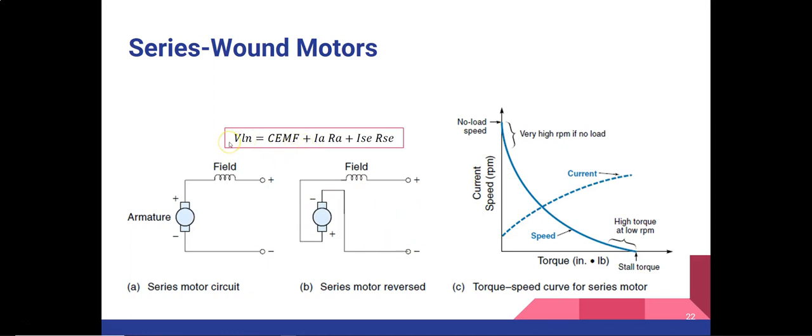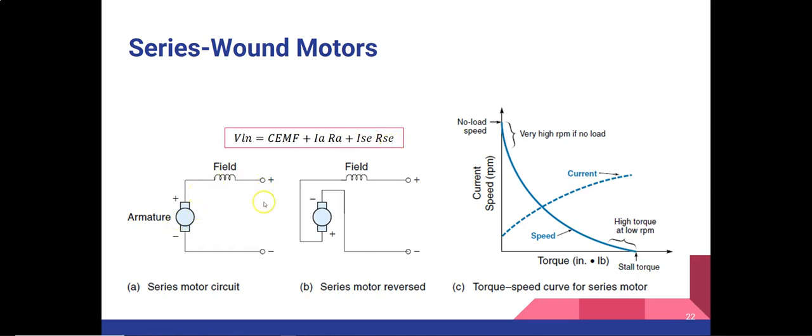And on the top here you see the voltage equation where VLN is the line voltage, which is over here, and CEMF is the counter EMF, which is developed in the windings of the motor, and IA RA is the armature voltage drop, where IA is the armature current and RA is the armature resistance. ISE RSE is the voltage drop in series, which is developed due to this field winding, and this field winding is sometimes also called a series field winding, and that's why it is written over here ISE. SE stands for series, so current in series and resistance in series.